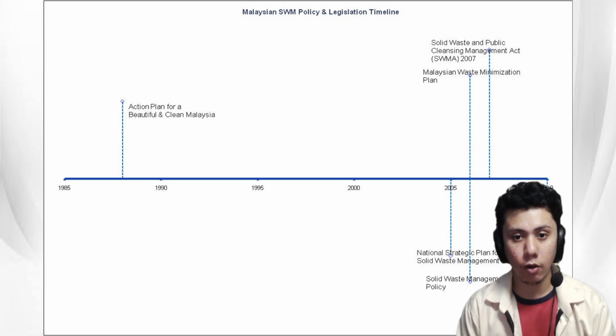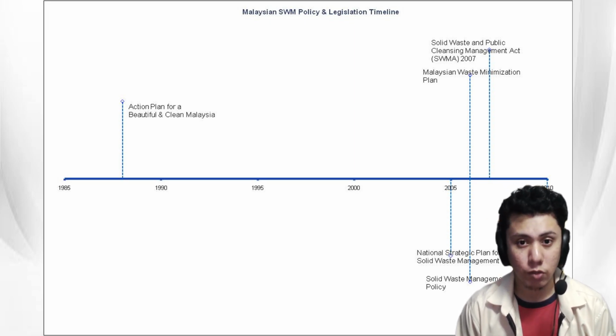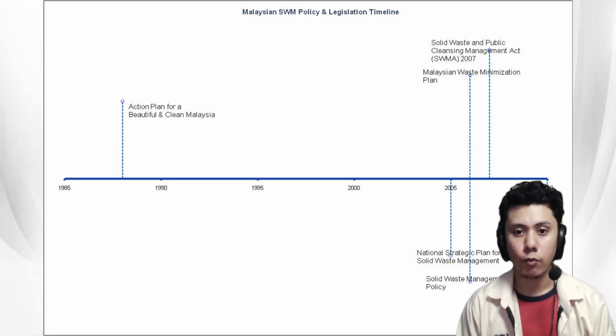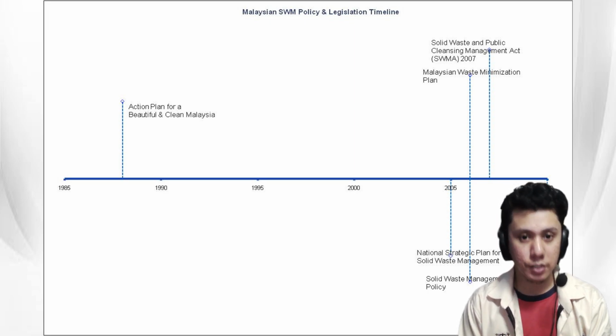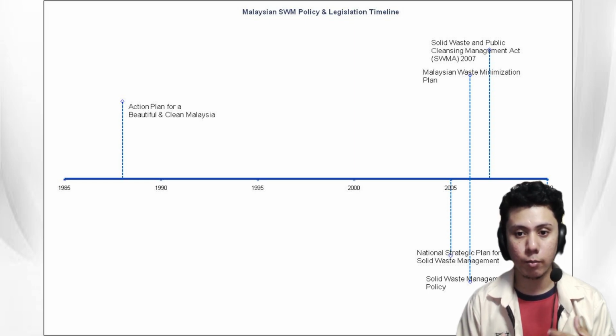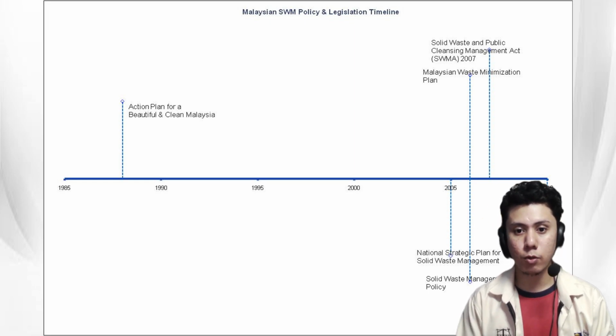The master plan on waste minimization (MWM) was launched in 2006 with the objective to provide vision, strategies and roles of stakeholders to minimize the amount of solid waste disposed in Malaysia.